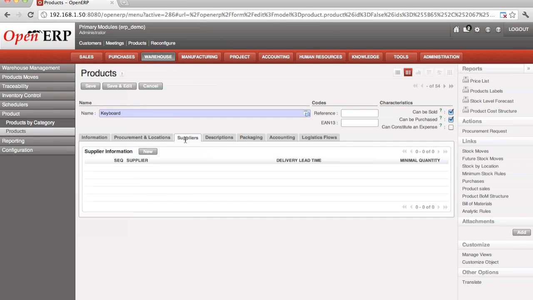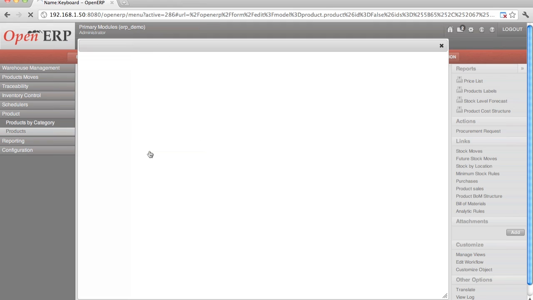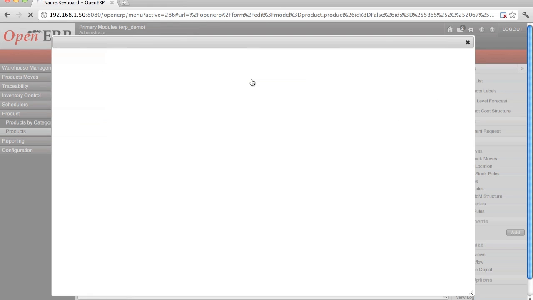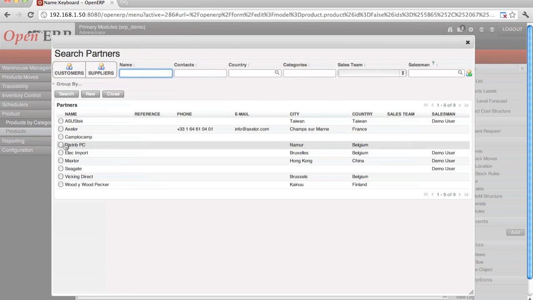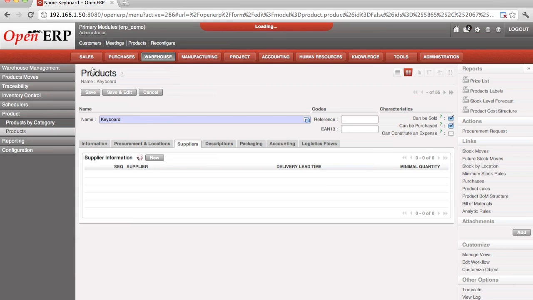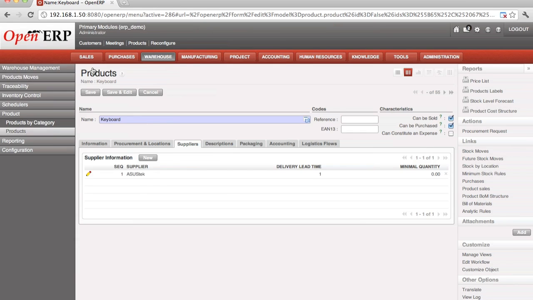In the suppliers tab, you can select the suppliers from whom we'll be buying the product. And then go and save the supplier. You can select multiple suppliers from whom you want to buy the product. Whenever a purchase order is created for the product, it will be bought from all the suppliers mentioned in this tab. However, if there are no suppliers, a procurement exception will be given.